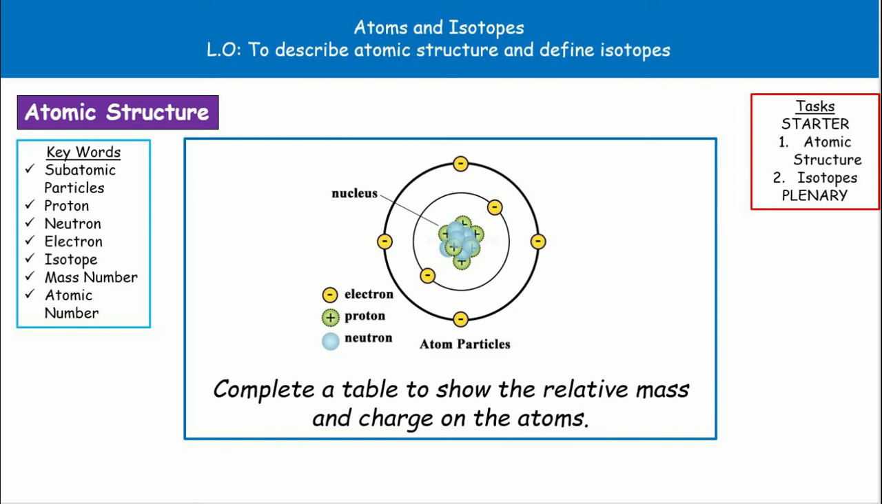If you haven't, then draw it in your books now as a good reminder of where those particles are and how they're arranged. What I want you to do once you've got that diagram done is create me a table in your books that shows the relative mass and the relative charge on those subatomic particles in the atom. So you're going to have your proton, neutron and electron. I want to know the relative charge and the relative mass on each of them. So I'm going to give you about 3 minutes to get that done.